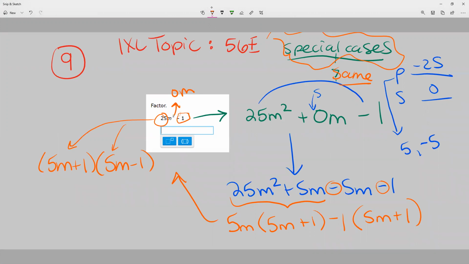And because there's nothing in the middle, because there's this 0m, that's when you get the plus and the minus. So that's where these are opposites. They have opposite signs for the constant at the end. In the middle, I guess you could look at it as opposite signs in the middle. So that's what this special case is considered.